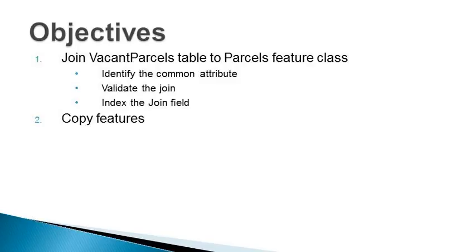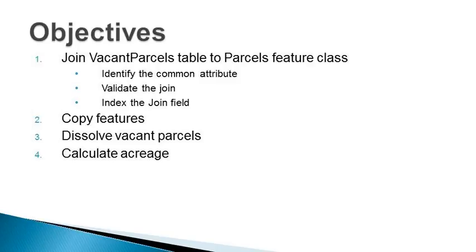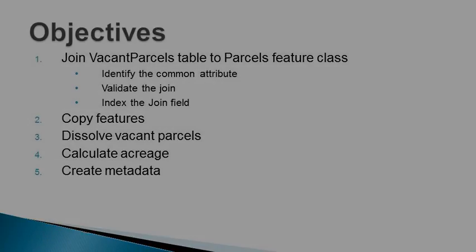That's all part of the first objective. The second objective is to copy the join data to a new feature class in Ready Data. Third, we'll run the dissolve tool to combine vacant parcels that are next to each other. That's because a couple of little parcels might add up to our minimum requirement of 1 acre. Fourth, we'll calculate the acreage of each parcel. And fifth, we'll create metadata for the new feature class by filling out its item description.